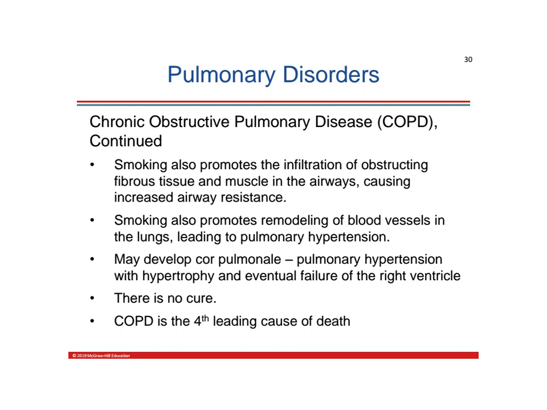With this hypertension, there's extra work essentially that the right ventricle has to do to overcome this higher pressure. And this condition may develop into what's called cor pulmonale, which is pulmonary hypertension with hypertrophy of the right ventricle, meaning the right ventricle wall becomes thicker, and eventually this may lead to failure of the right ventricle. Unfortunately, there's no cure for chronic obstructive pulmonary disease, and it's currently the 4th leading cause of death.